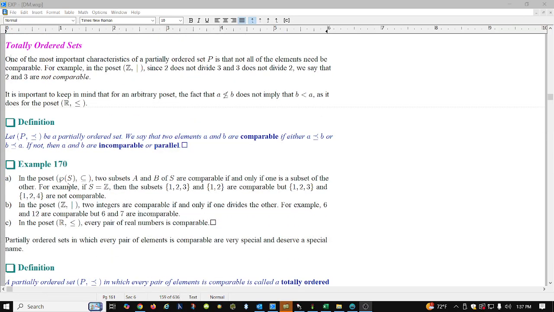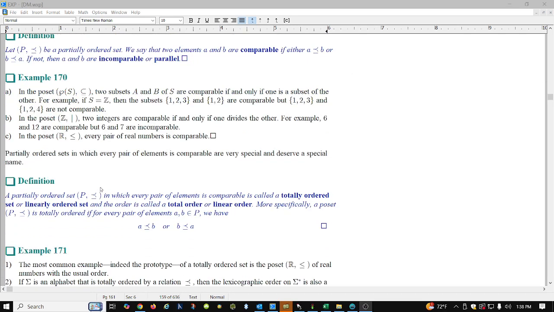So, for example, in the relation of set inclusion on the power set of S, two subsets are comparable if and only if one is a subset of the other. So it's easy to produce examples of comparable and incomparable subsets. Two integers are comparable under divisibility if and only if one divides the other. So 6 divides 12, they're comparable. 6 does not divide 7, 7 does not divide 6, so they're incomparable or parallel.